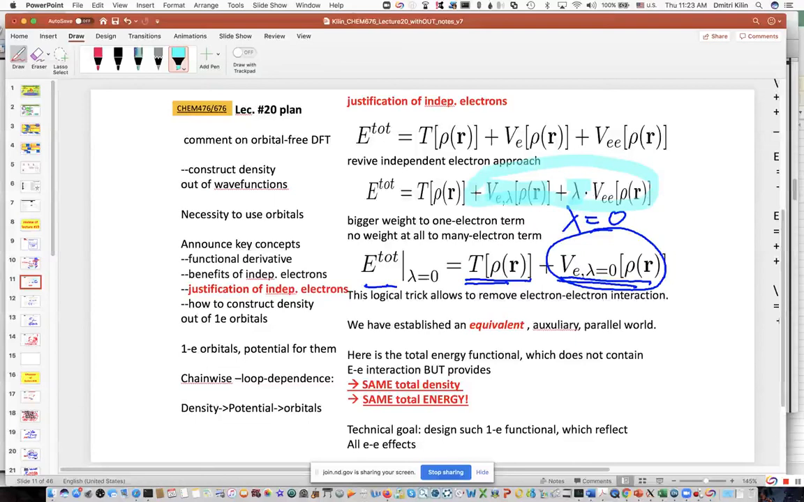I'm not saying that electrons do not interact with each other in our world. We have a transition from our world to this auxiliary world, and in the auxiliary world, the electrons do not interact explicitly, but by performing a transition from the auxiliary world backwards to ours, we get electron interaction back. It is just a computational trick. So we do not abandon electron interaction.